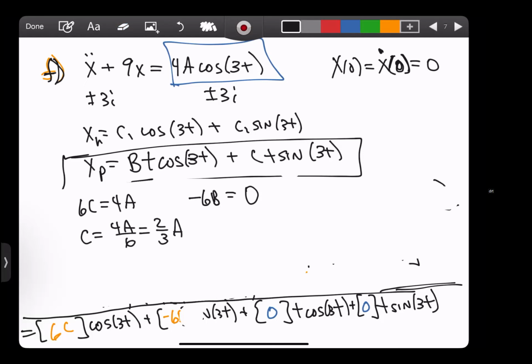So now our xp is going to equal 2/3 t sine 3t. Yep, sorry, I'm just checking everything. Looking good.